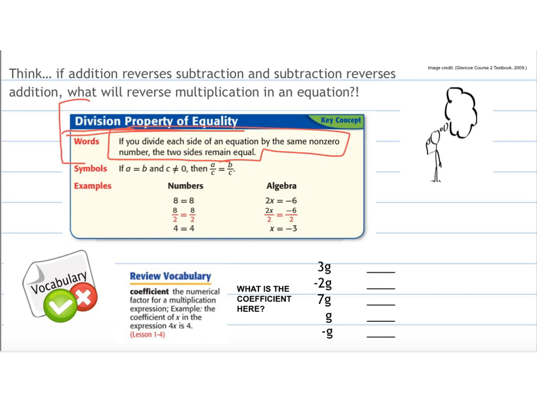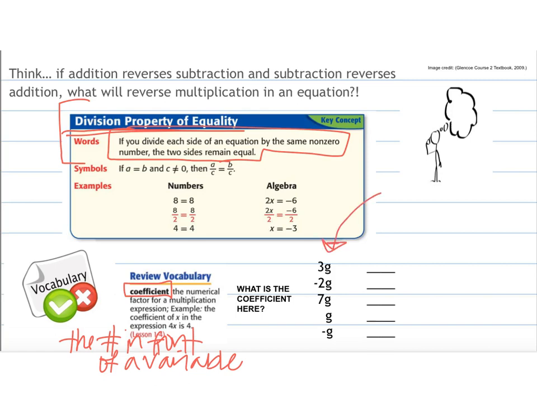And then I want you to remind yourself of the word coefficient. So write the word coefficient down, which is the numerical factor for a multiplication expression. So the coefficient is the number in front of a variable, and that might make more sense to you. The number in front of a variable, meaning these right here, all of these numbers, the coefficient is the number attached to it.